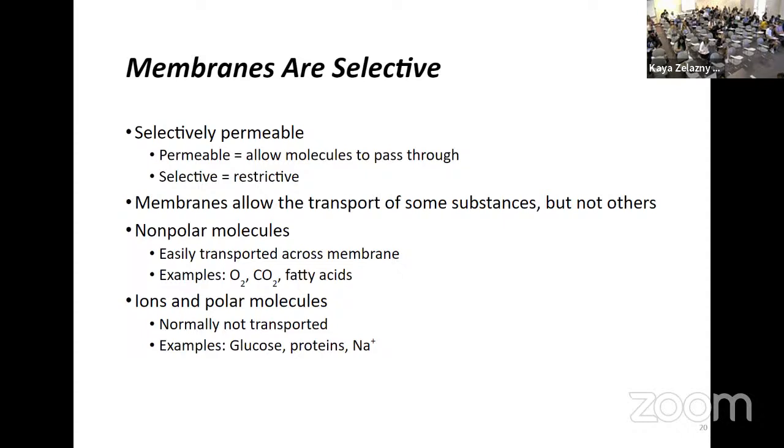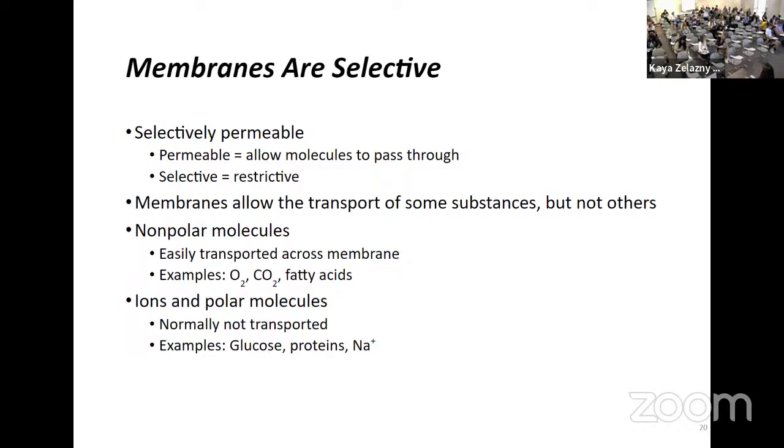Okay. So when we're thinking about molecules that can just diffuse across the membrane, we're going to be thinking about oxygen, carbon dioxide, and fatty acids are actually also going to be able to diffuse across. So they're small, they're non-polar.